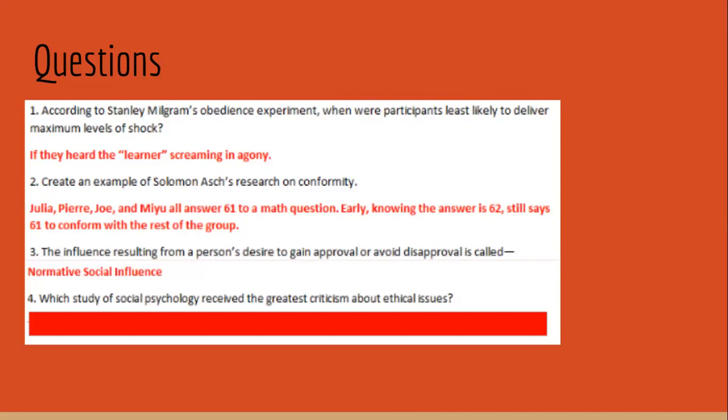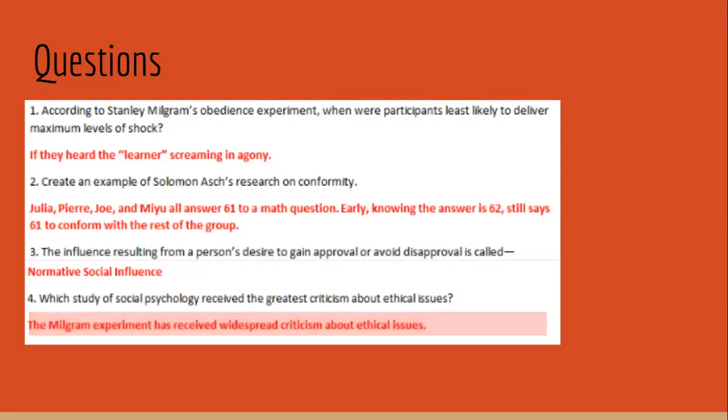Normative social influence. Which study of social psychology received the greatest criticism? Well, Milgram. Fortunately, the people weren't actually shocked, but it shows that he tried to get people to supposedly kill people.